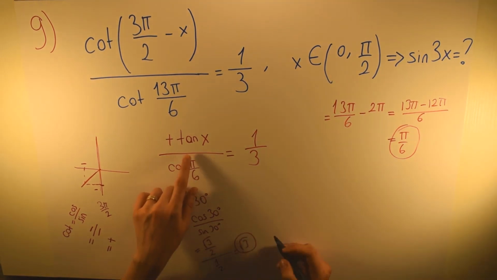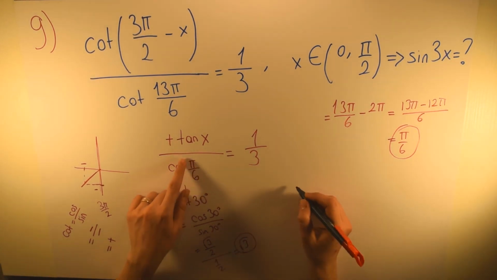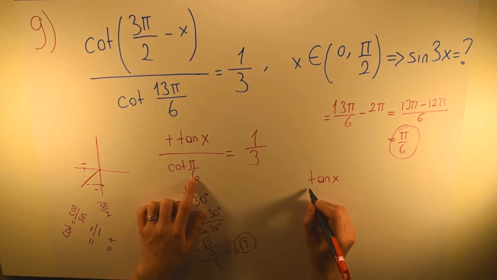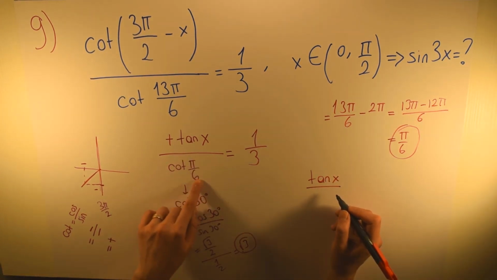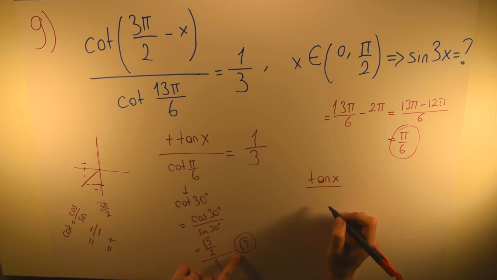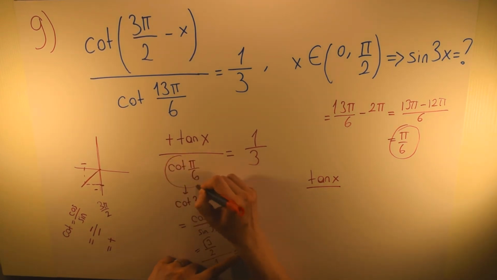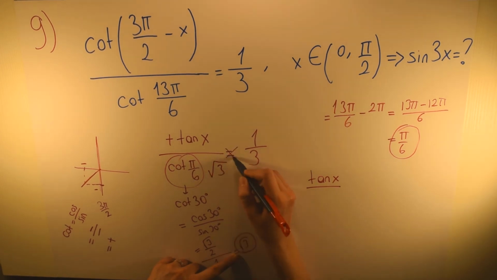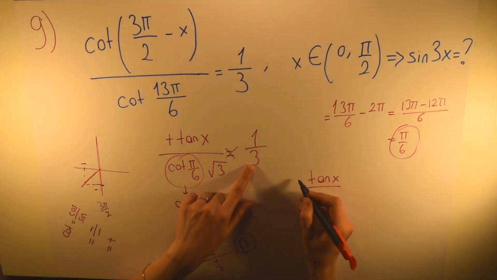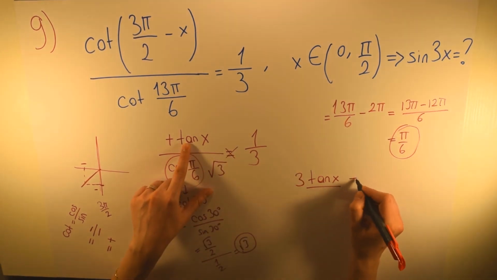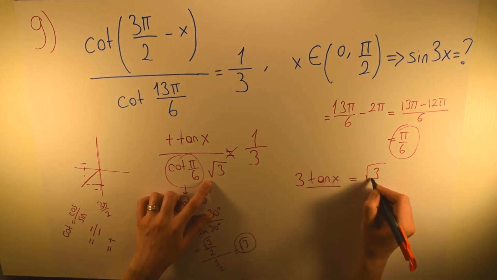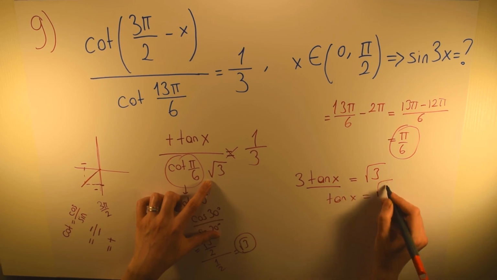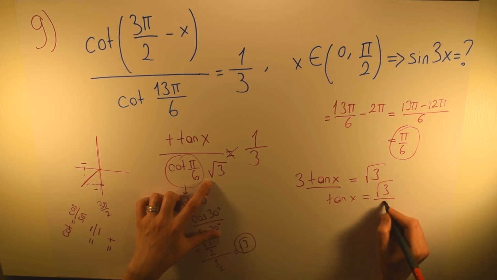Now how can I rewrite this? This is tangent x over, instead of this, I can write square root of 3. Actually, let's do this here. If I write square root of 3 here, when I cross multiply, it will be 3 tangent x is equal to square root of 3. So tangent x is equal to square root of 3 over 3.